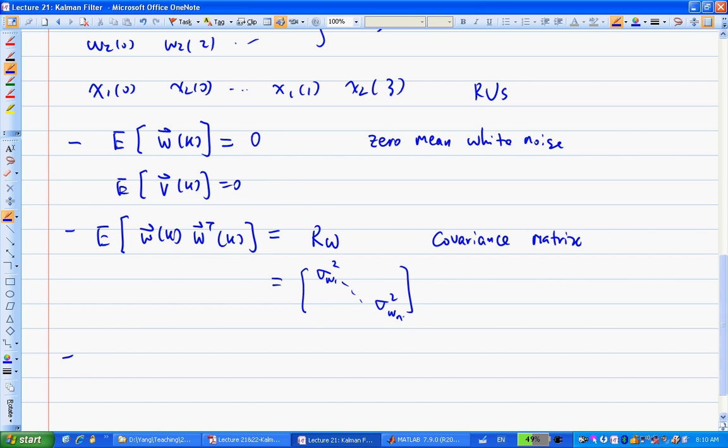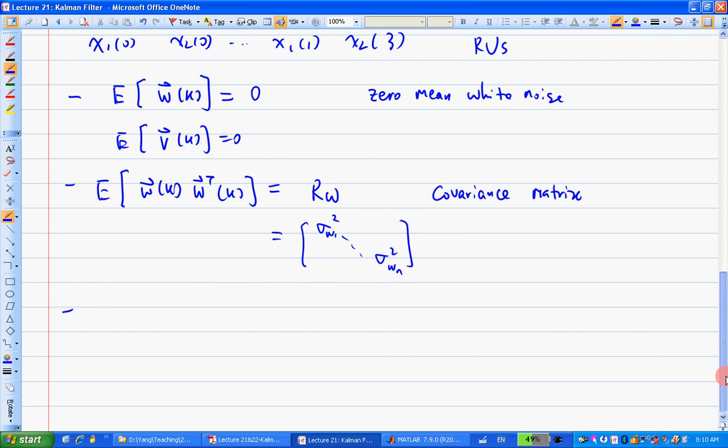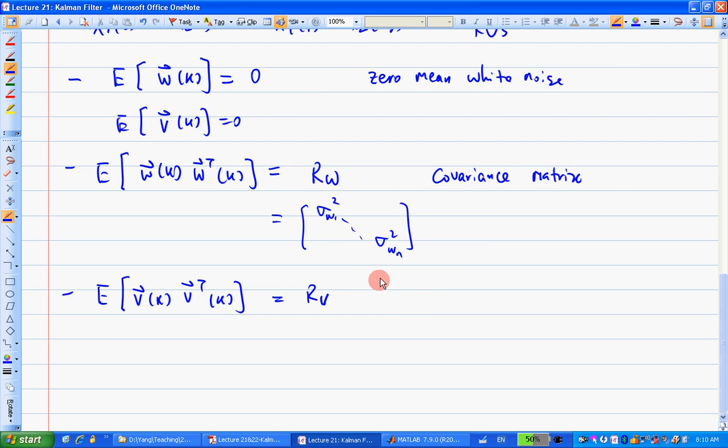So you can assume for the state variable x1, there is this much variance of noise. For state variable x2, x3, or up to xn, right? Different variance there. And the expected value of V is going to be another covariance matrix. So this is also another covariance matrix.